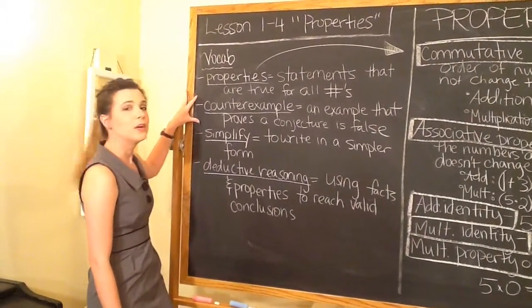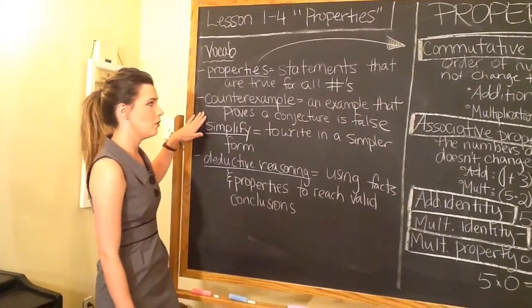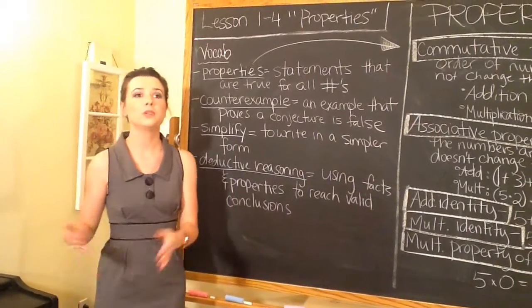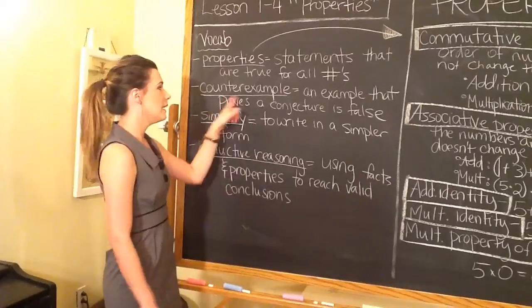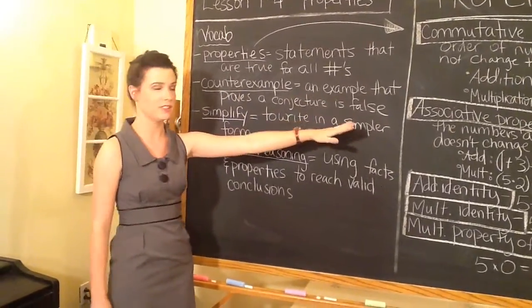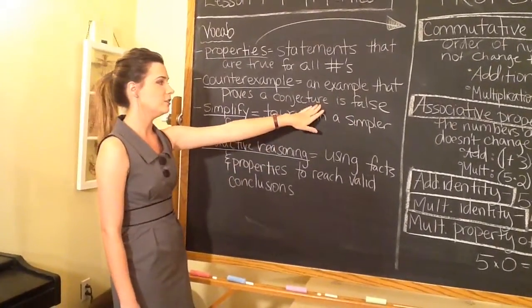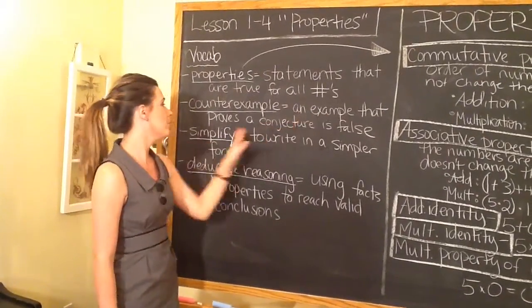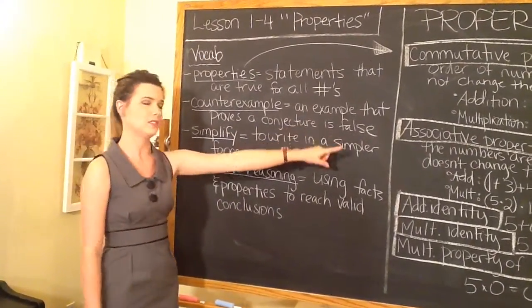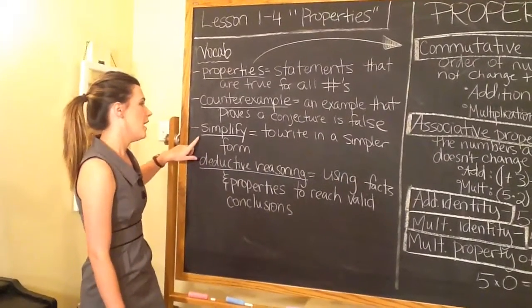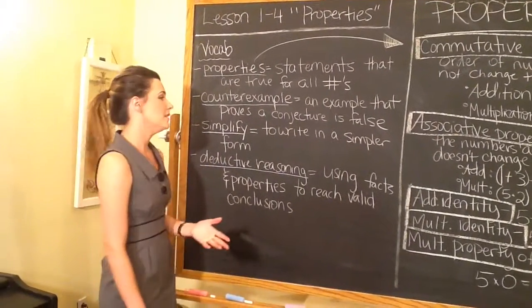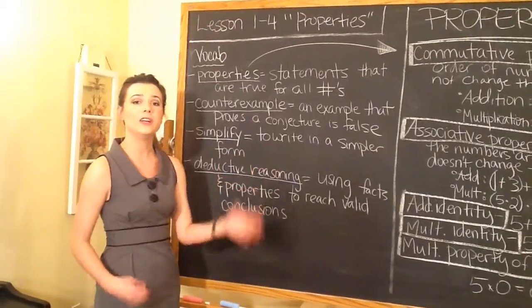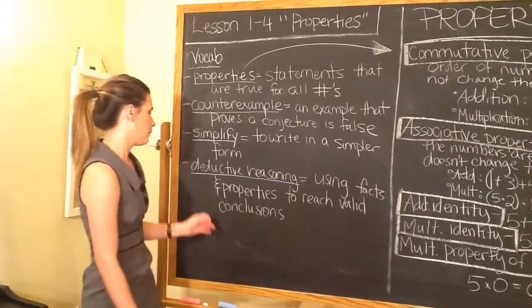The next vocabulary word that's important is counterexample. An example is a way to prove something is true. A counterexample proves that something is false. So conjecture, remember we talked about that conjectures are guesses. So this is an example that proves that a guess is false. Simplify. Just like it sounds, simplify means that we're going to write our equation in the simplest form possible.